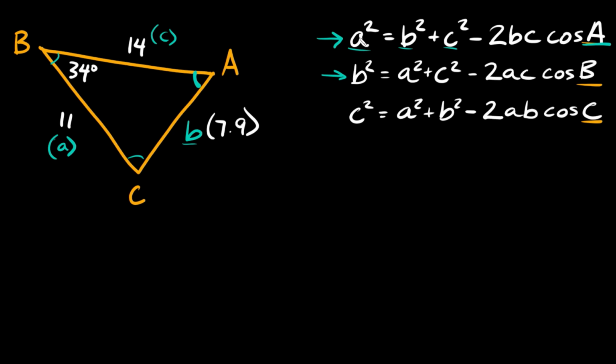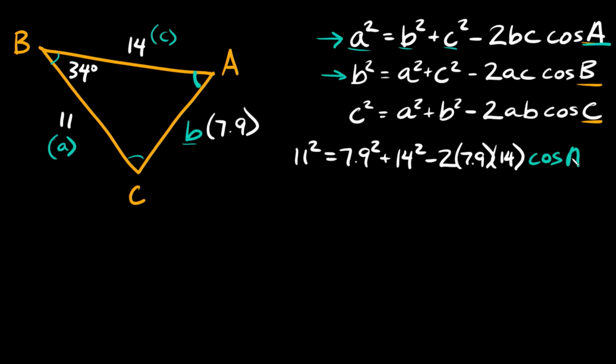All right, so let's plug in what we know so far. So we know a squared, A is 11, so let's write that up here. So a squared would be 11 squared, and that's equal to b squared plus c squared. So that's going to be 7.9 squared plus 14 squared minus 2bc, so minus 2 times b, which is 7.9, and c is 14, times the cosine of angle A.